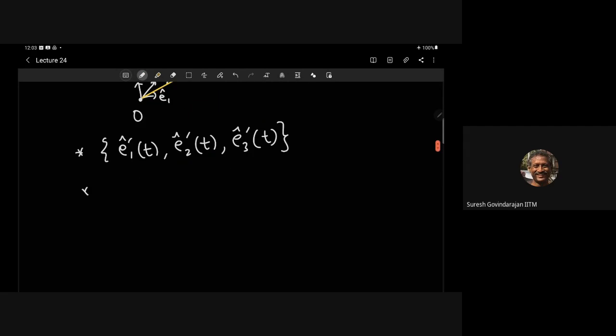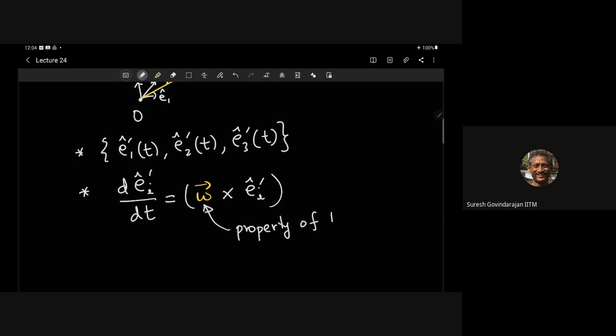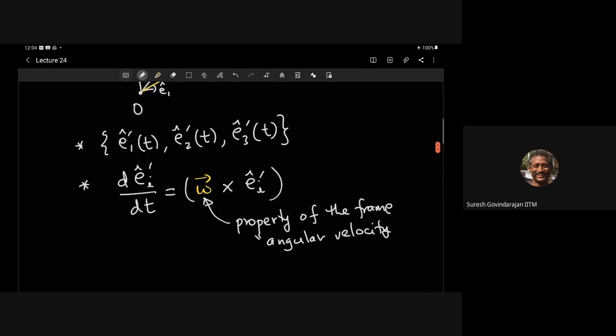Right? And then we also defined D, okay, and so this was a property of the frame. And we identified it with angular velocity. Okay, so are there any questions about this part of the setup?